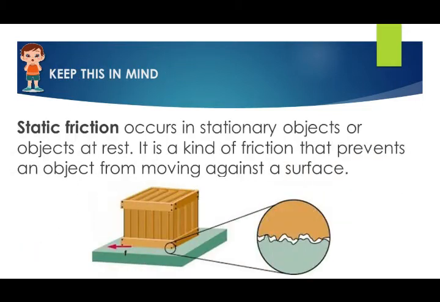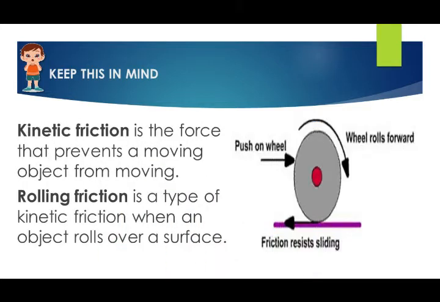Keep this in mind. Static friction occurs in stationary objects or objects at rest. It is a kind of friction that prevents an object from moving against a surface. Kinetic friction is the force that prevents a moving object from moving. Rolling friction is a type of kinetic friction when an object rolls over a surface.